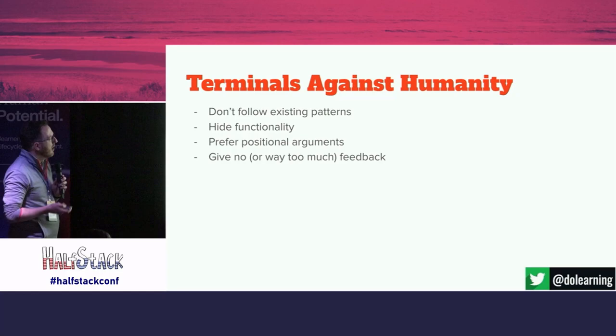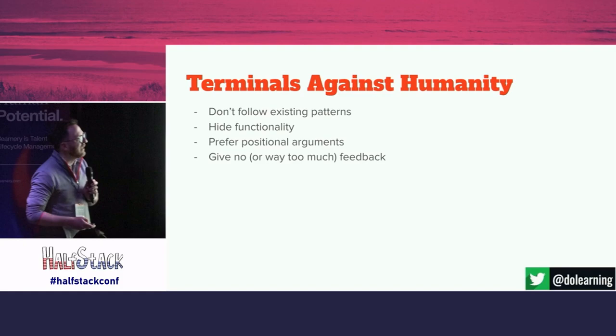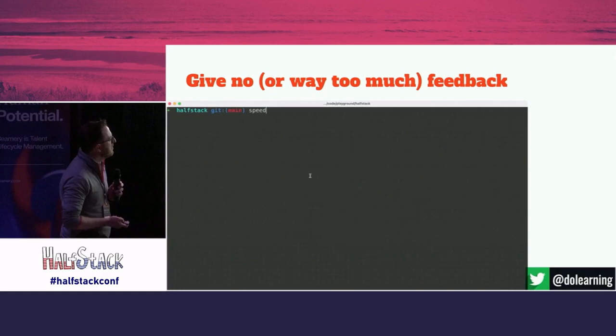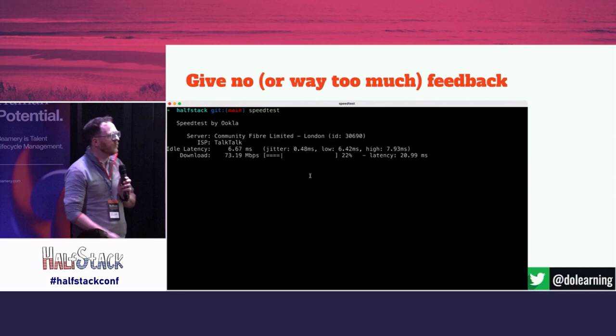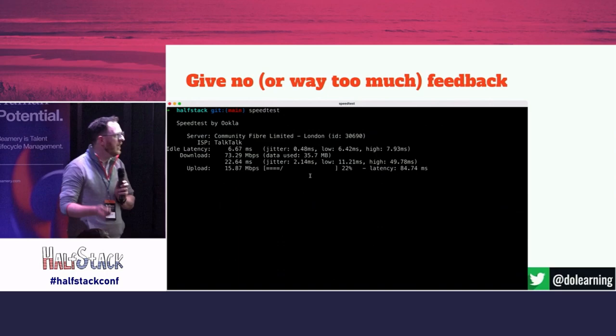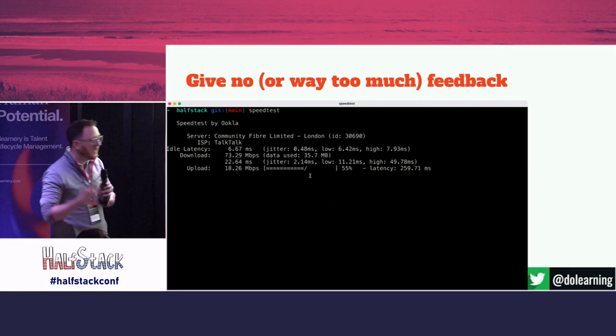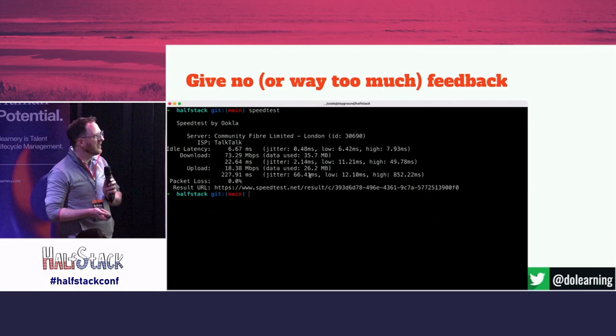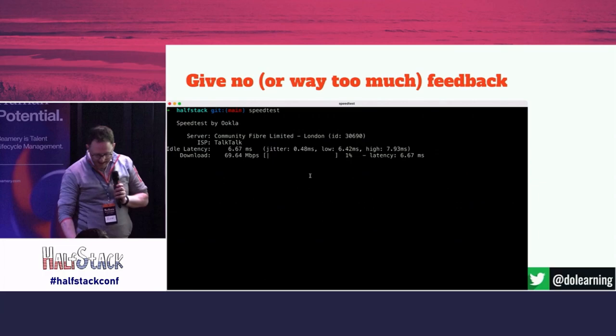Our toolkit is growing. The next is to give no or way too much feedback. Now, there are some tools that do feedback really well. Some tools give feedback or progress bars as they work through. Docker does this really well. The speed test from Ookla does it really well, we can see that something's happening. Particularly with something asynchronous, or something that might take some time, getting feedback lets our users know that when they ran the command, the computer actually listened to them and did something as well.